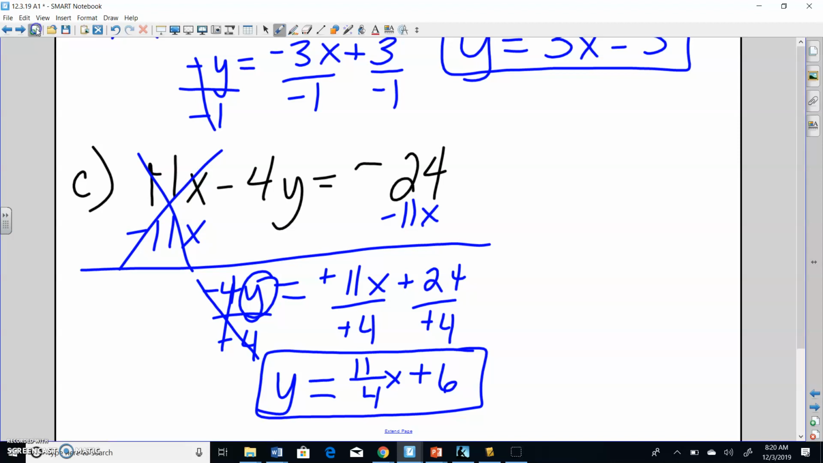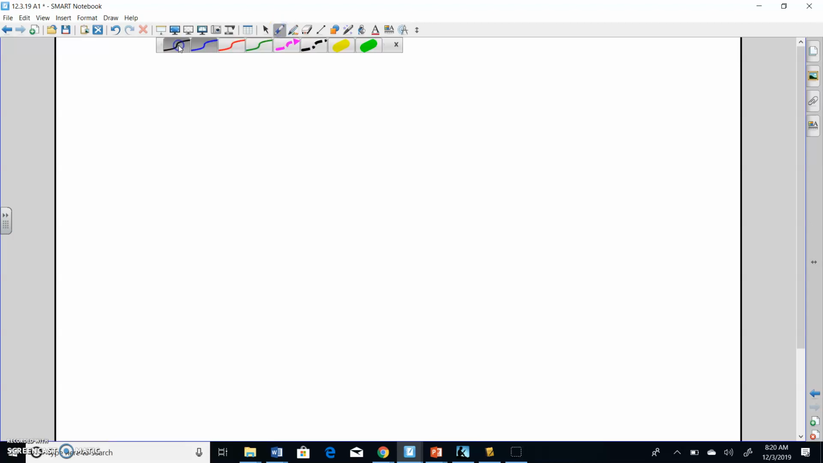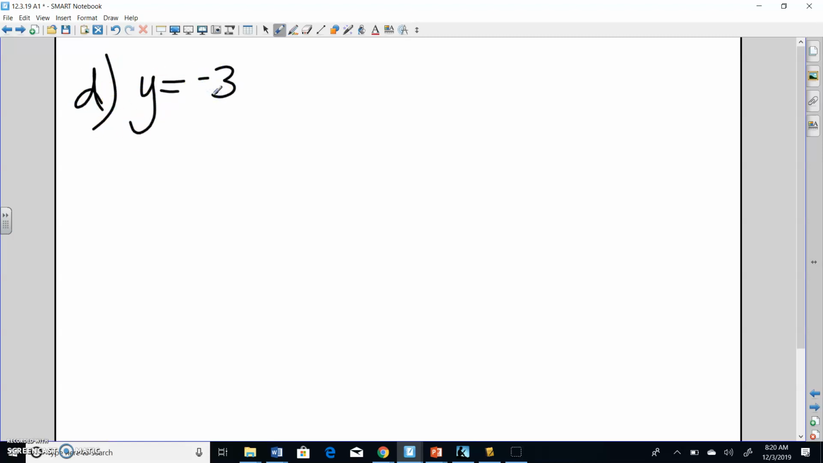Okay, next one, which is D, correct? Okay, so remember slope-intercept form, we want it to be in this form where we have y on one side by itself, x and the intercept on the other side. Okay, so do we have y isolated on this problem already?